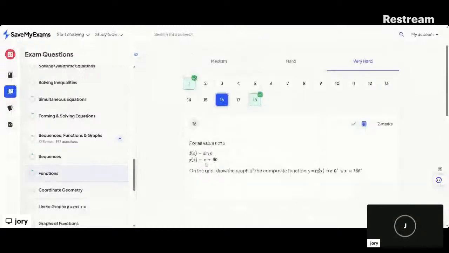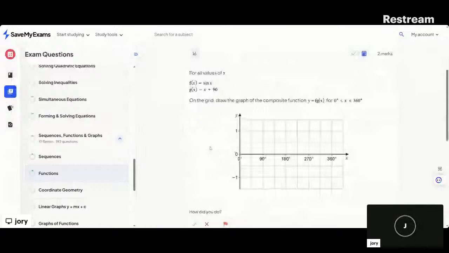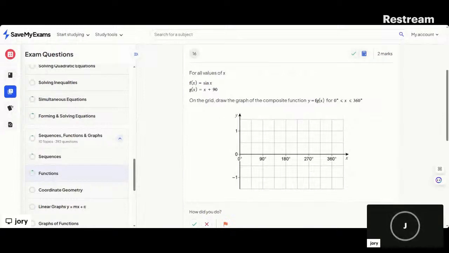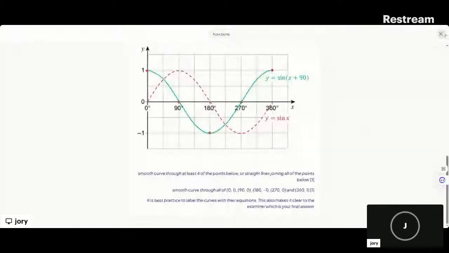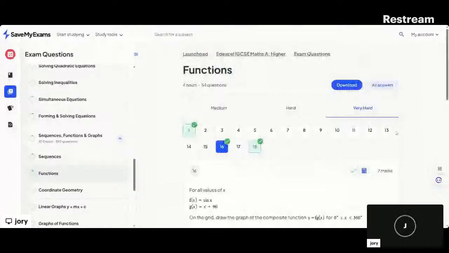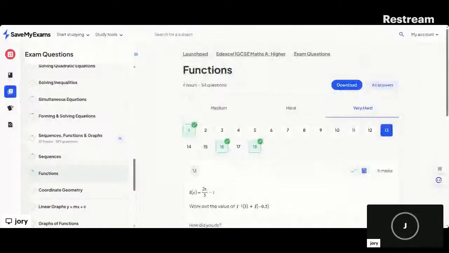Do this one. Sine. For values of x, f of x is sine x. So it's a sine wave. And then g of x is x plus 90. Draw the graph of the composition of f of x. So shift it left 90 degrees. So it's going to be a cosine wave, essentially. Yeah, it's a cosine wave.